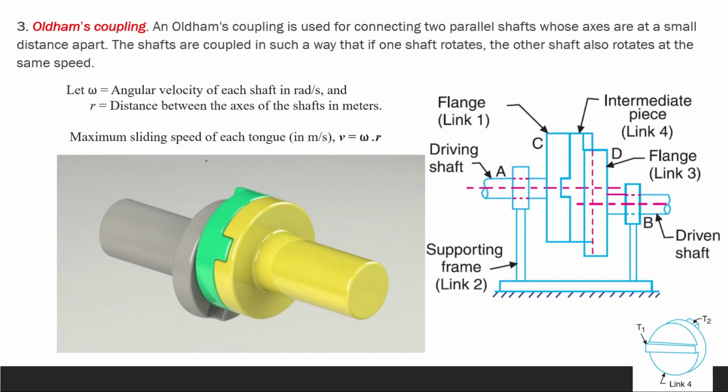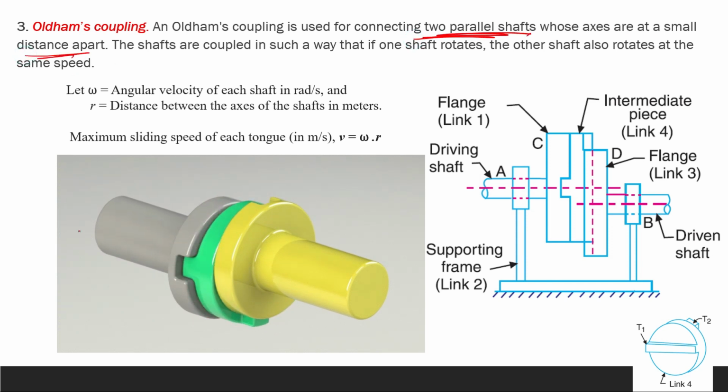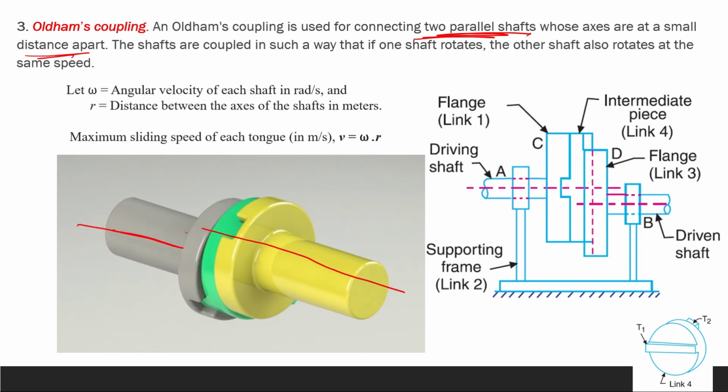Now next is the important application, the Oldham coupling. Now you must all have read about the Oldham coupling somewhere. An Oldham coupling is used for connecting two parallel shafts whose axes are a small distance apart. Because its axis is this and its axis is like this, the axes are a small distance apart, so the axes are not coaxial. The shafts are coupled in such a way that if one shaft rotates, the other shaft will also rotate at the same speed. So, the maximum sliding velocity of each tongue.